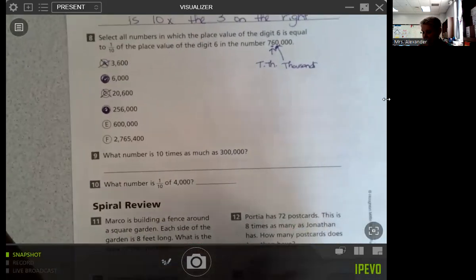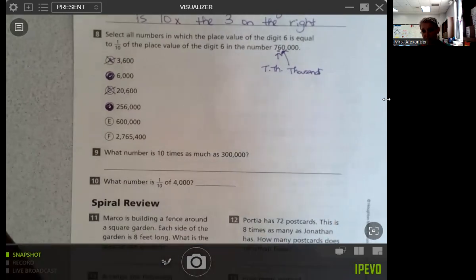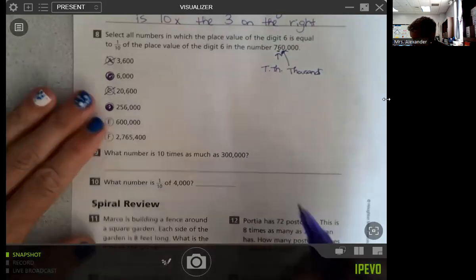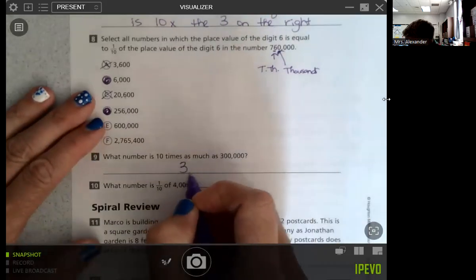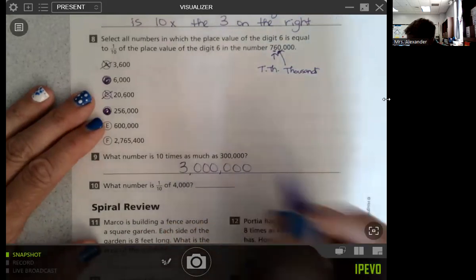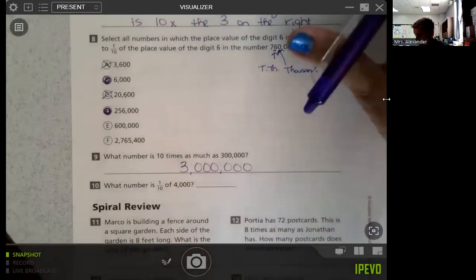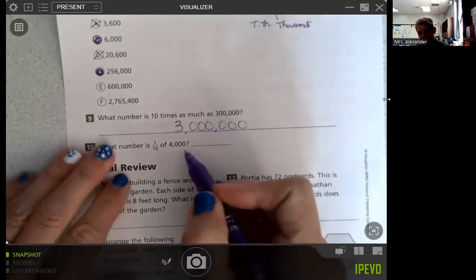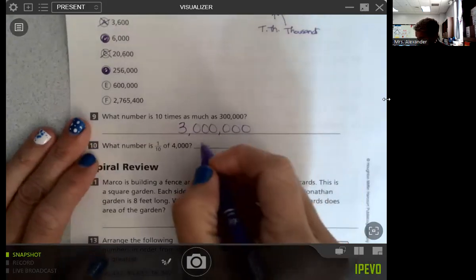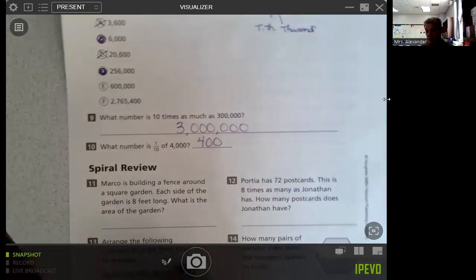What number is 10 times as much as 300,000? What number is 10 times 300,000? So it would be greater. We're going to add a 0, and it looks like we're going to have 3 million. And what number is 1/10 of 4,000? Here we need something that is part of 4,000. We take away one of those zeros and we get 400.